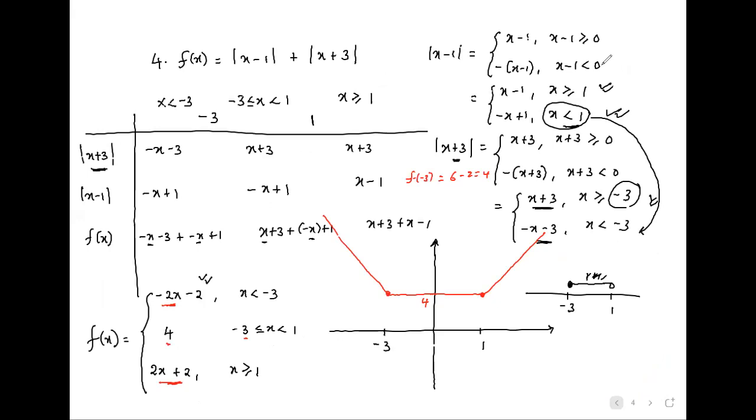The next question will be 5. We have 2 minutes before this will start, so we can squeeze in question 5. f of x is equal to x plus 3 if x is less than minus 1, x squared if minus 1 is less than or equal to x, which is less than 1, and then 2 plus 3x if x is greater or equal to 1. Like that.